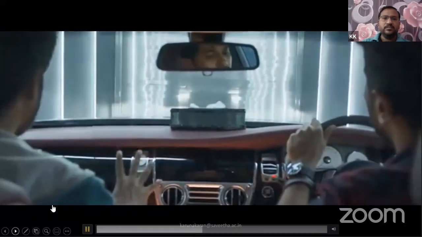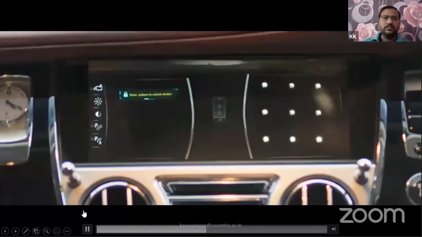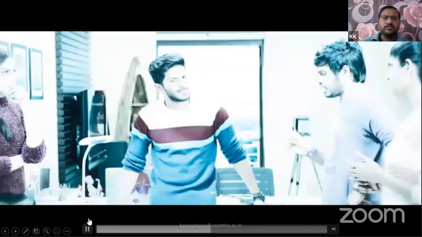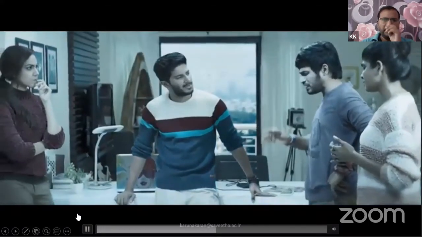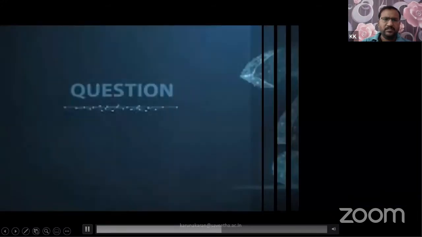Level 1 success. Level 2 மட்டும் முடிஞ்சது. கை நிறைய காசு. Draw the pattern to unlock shutter. காருக்கும் ஷட்டருக்கும் நடுவுல ஒரு சின்ன சென்சார் ஆபரேஷன் தான். கார் பண்ணினா ஷட்டர் ஆட்டோமேட்டிக்கா திறந்துடும்.